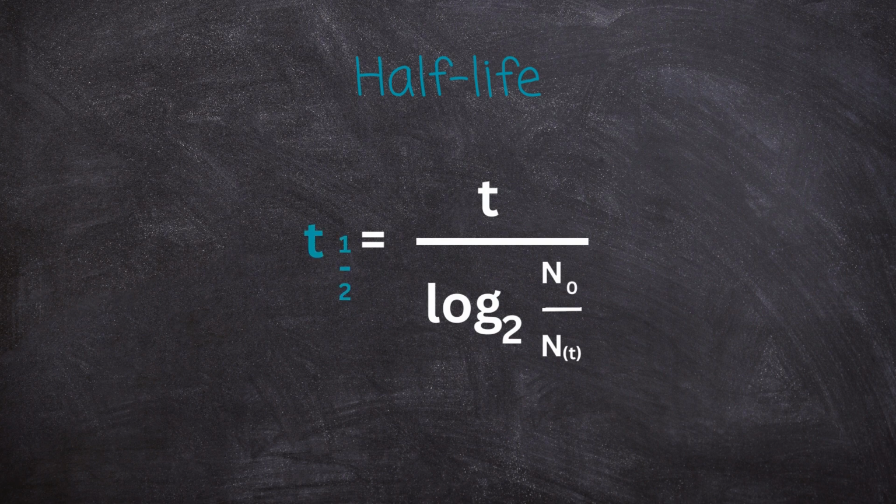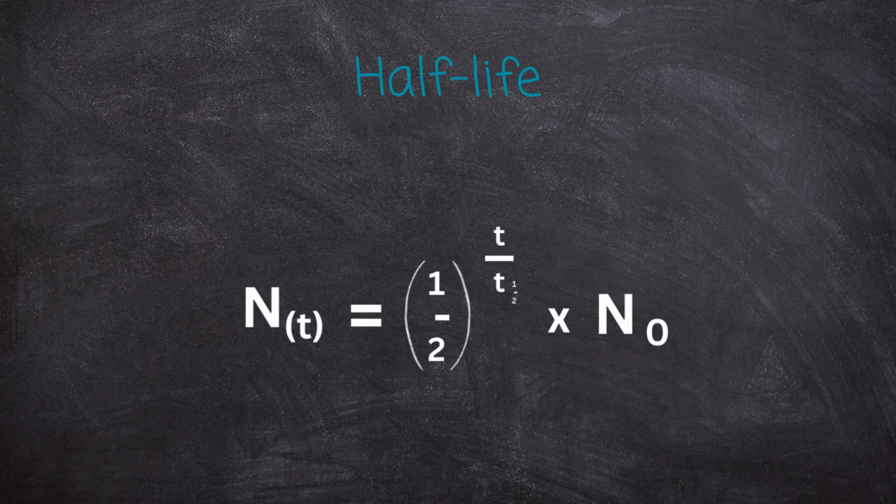Now, if you know the half-life of an isotope and the mass of the sample, you can also calculate the mass of the isotope that will still be radioactive after a certain amount of time, using the following equation. Let's use this equation to work out an example.